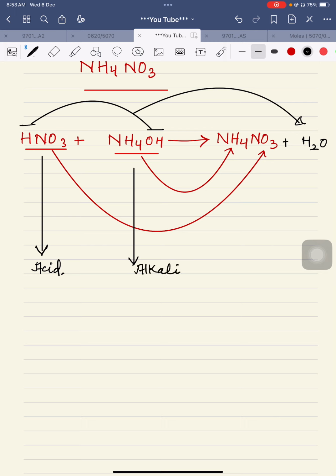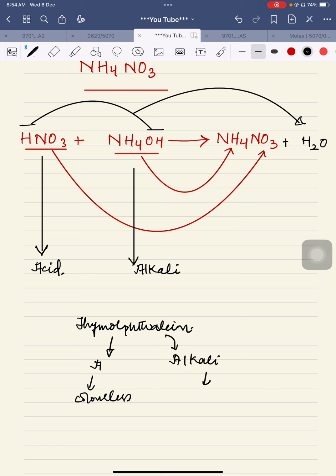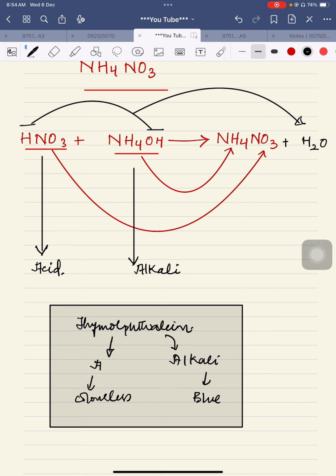For this example, just consider thymolphthalein as an indicator. I have told you the colors: thymolphthalein in acid is colorless, whereas in an alkali it is blue in color. So these are the color changes regarding thymolphthalein. In this case, we are taking acid in the burette, and definitely we are going to take alkali in the conical flask. Now I am changing the page so that I may write the whole method and you may learn how to write the ammonium nitrate preparation.